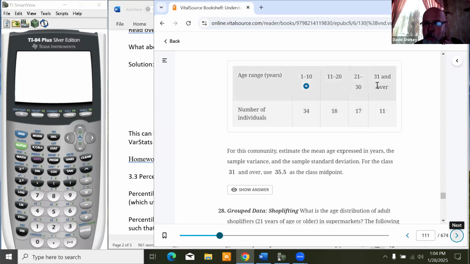Notice because of this 31 and over, it says for the class of 31 and over, use 35.5 as a class midpoint, because what we want to do is enter the class midpoint for all of these age ranges into list 1 of our calculator. We're going to enter the number of individuals into list 2. And then I'll finish it up and show you how to find the standard deviation and mean and all of that.